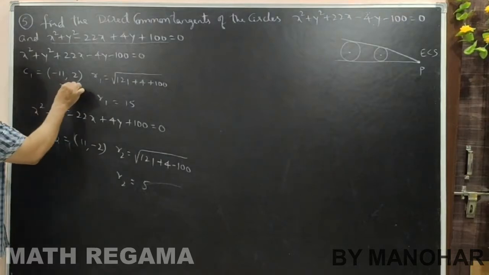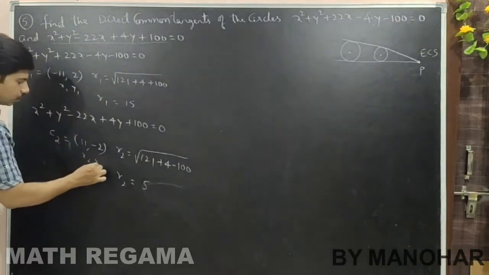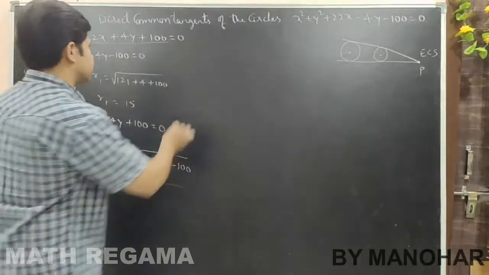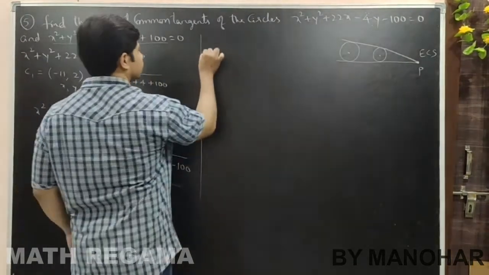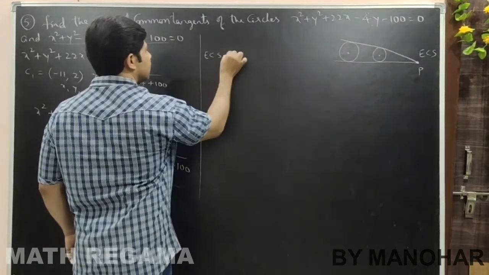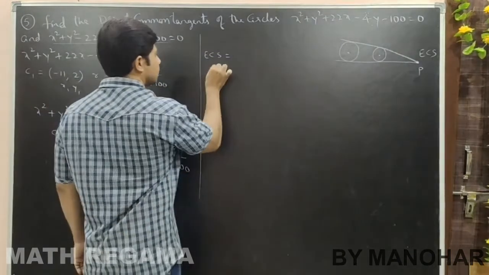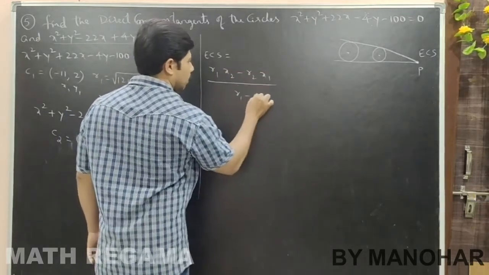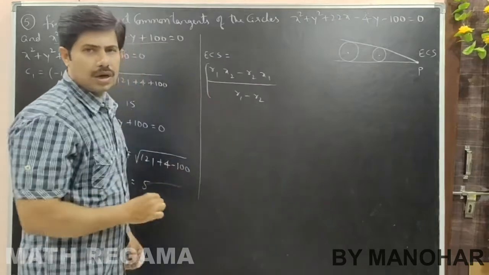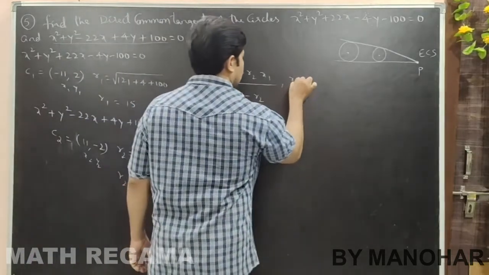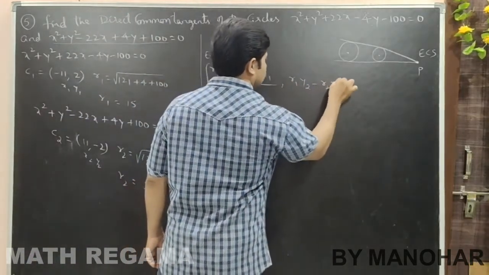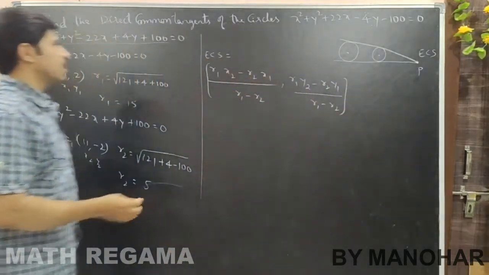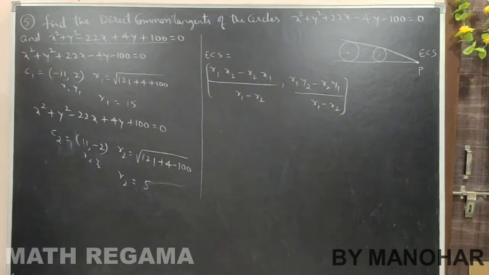This is (x1, y1) and (x2, y2). So we can find the ECS. I'll find the ECS here. The ECS is nothing but the point (R1 x2 minus R2 x1) by (R1 minus R2), comma, (R1 y2 minus R2 y1) by (R1 minus R2). Okay, we'll substitute this. R1 x2, that is 15 into 11.